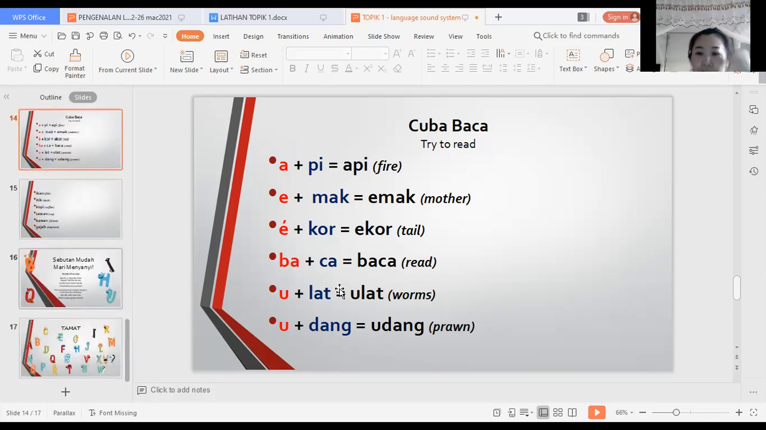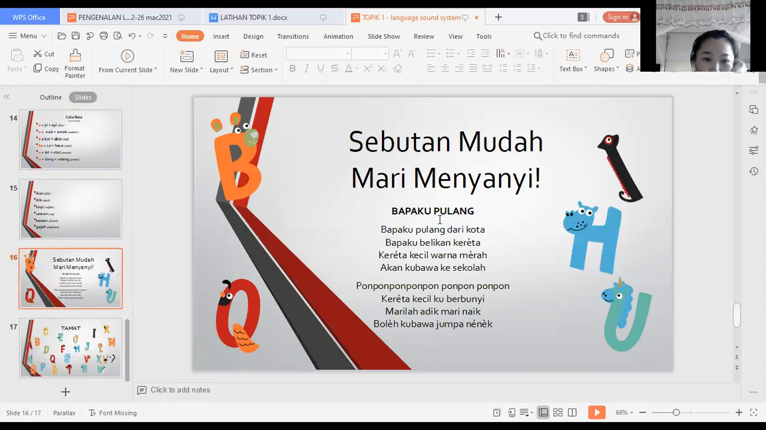this is the second line slide. My kids sing a song, same as the Oyan country song, Bapaku Pulang. So now I give you 1 minute. Please practice behind your mic how to read the paragraph. I read first, so you have to listen carefully, and then you practice behind your mic.